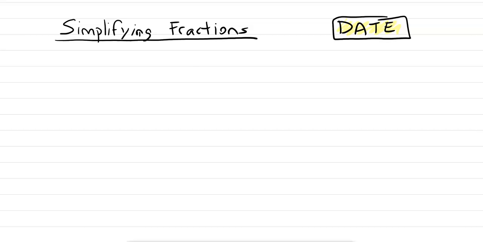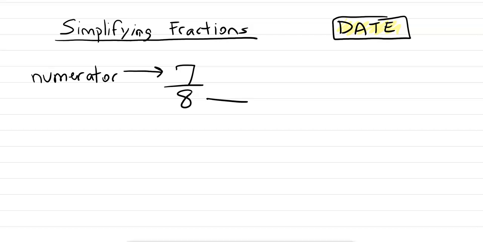So let's look at a fraction. Remember, a fraction is just something that compares two numbers. In the top, we have a numerator, and in the bottom, we have the denominator. These are the pieces or the parts of a fraction that you should be aware of.